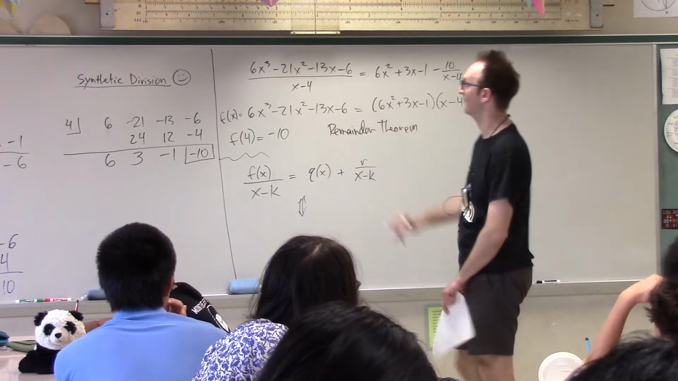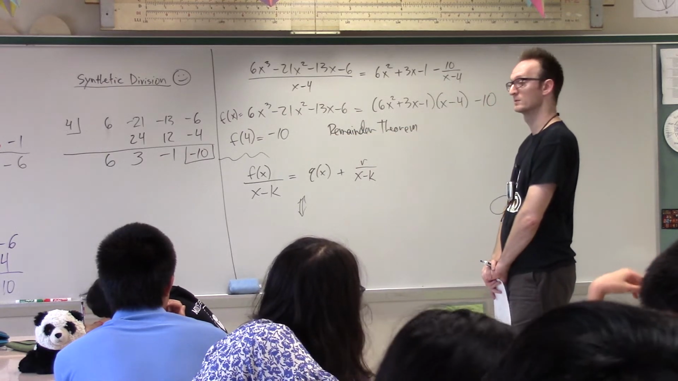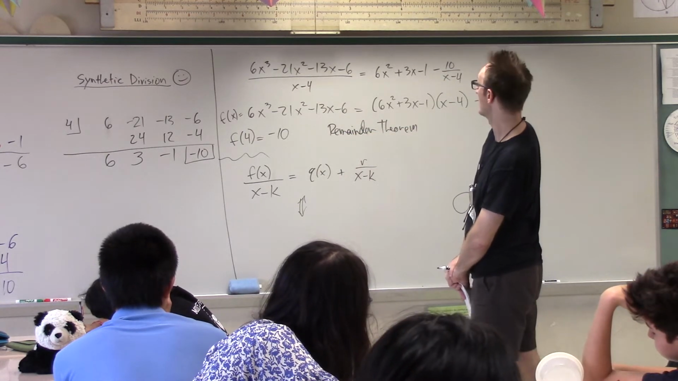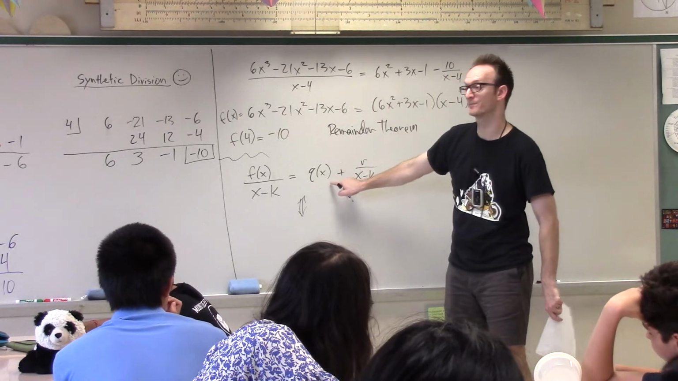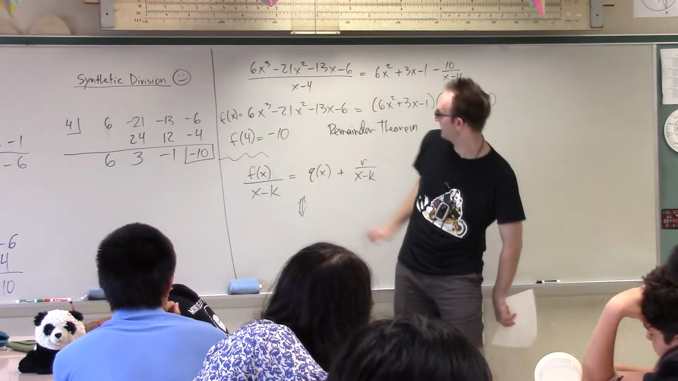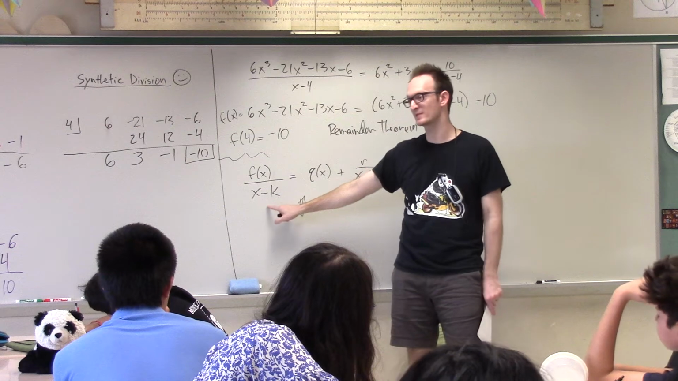So this is kind of what happens when you divide. It's q of x times the divisor. Oh, no, not yet, because I haven't. First, I took a polynomial. I think I've done this right. I took a polynomial, divided by x minus k.